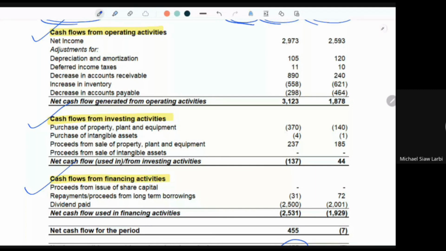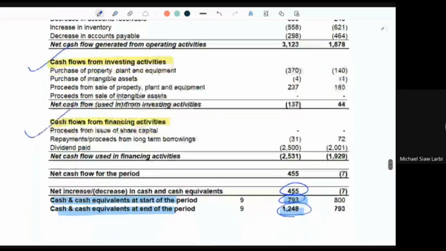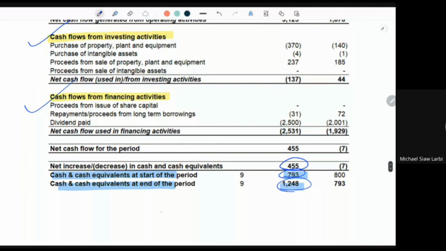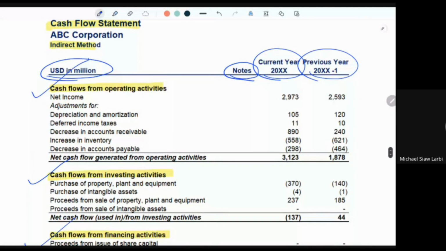That is all. Now for the cash flow statement, you see numbers with a sign. So either bracket means outflow of cash, no bracket means an inflow of cash. So I'll give you an example. If you see purchase of property, plant, and equipment, bracket 370. Oh, we spent $370 million in actual cash to buy property, plant, and equipment, lands, motor vehicles, whatever, furniture, right?